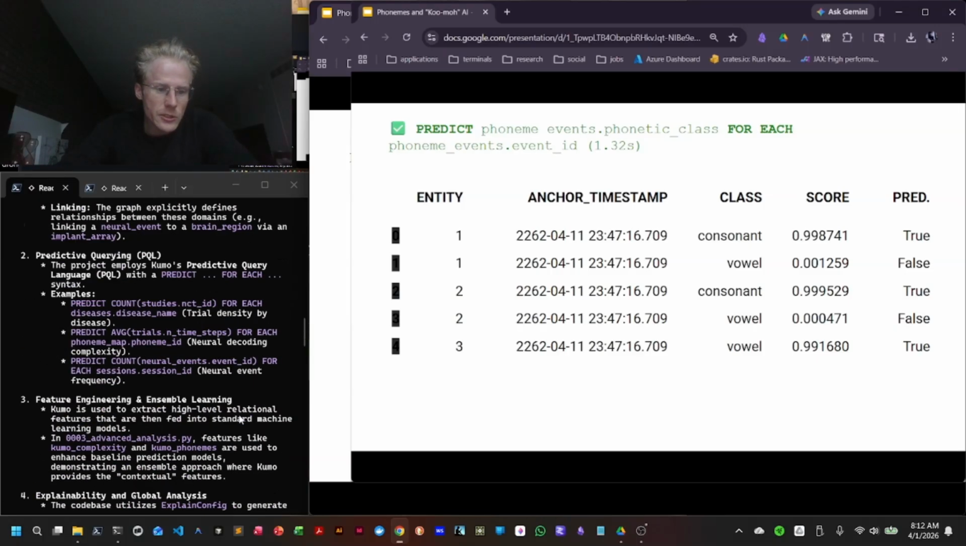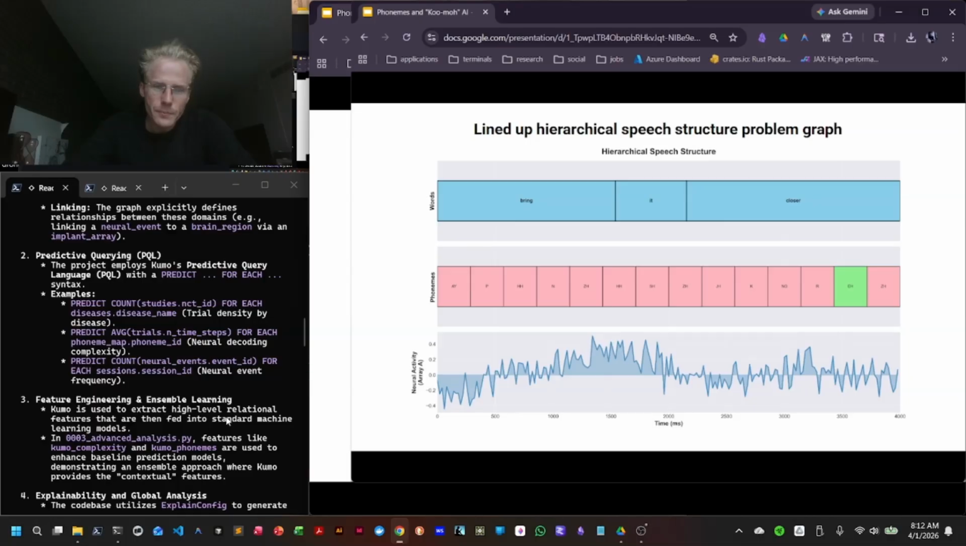But you can use all sorts of predictive querying and just keep scaling out the layer or the scope. This one here is with the consonants and vowels, and whether it was predicted, when it was predicted, and how it was anchored. And trying to line it up, you can see, just bring it closer, and the neural activity for that specific event and how it interacted.